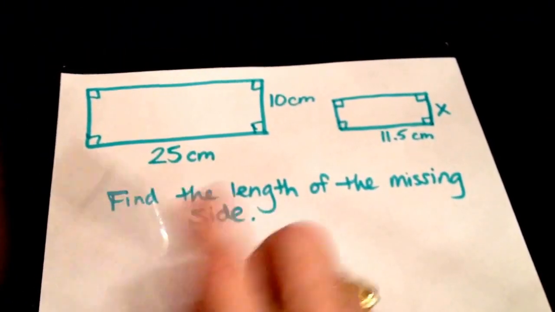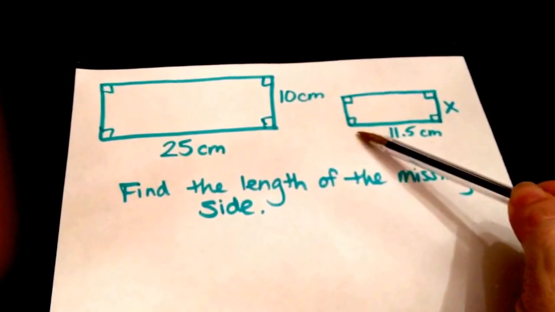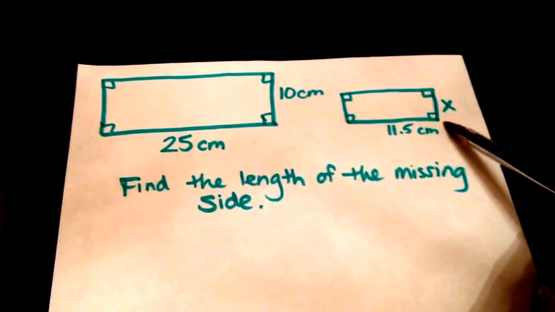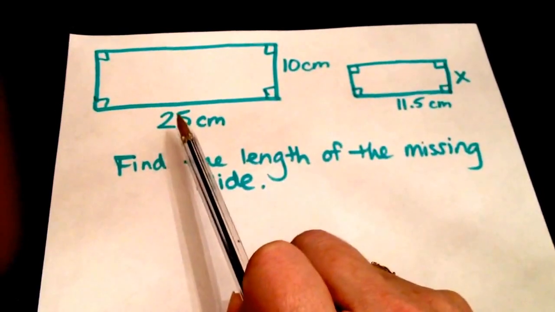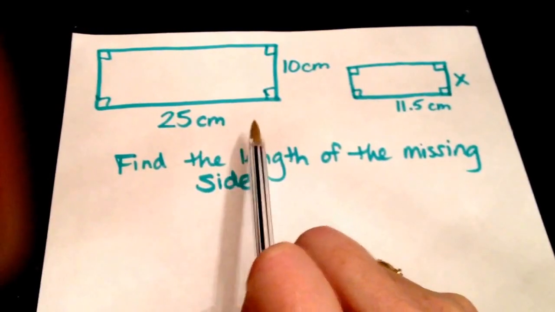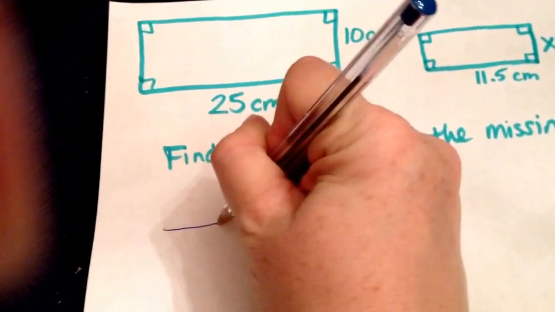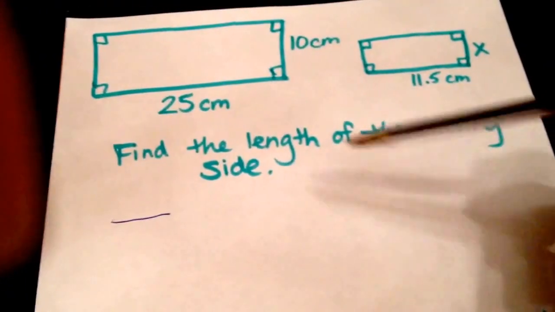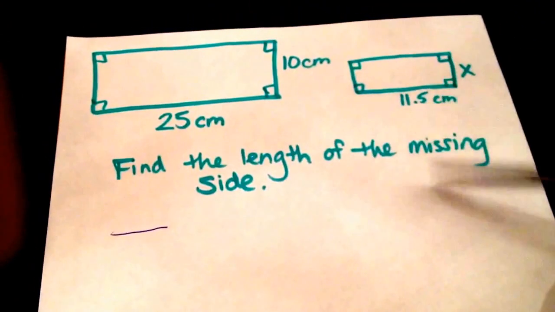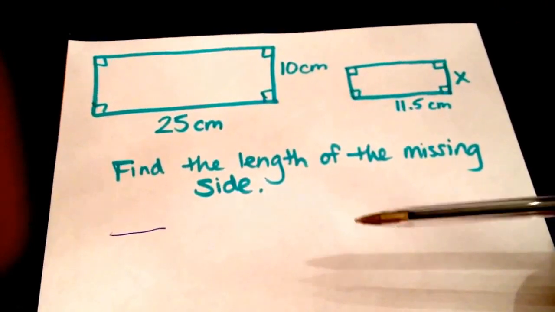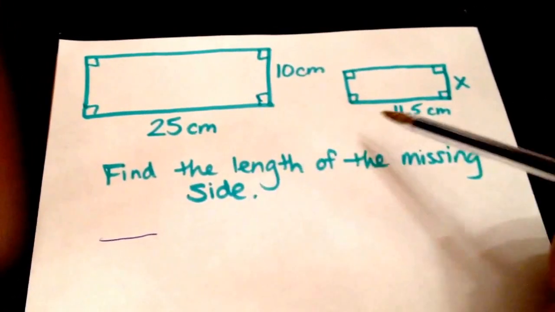So in this case, we have a rectangle that is 25 centimeters by 10 centimeters, and a smaller version of the rectangle, which is 11.5 centimeters by something that we don't know. So when we're solving one of these kinds of problems, we need to use a proportion. And there's actually several ways that we could correctly do the proportion. So what we're going to do is write a word ratio first, like we did in class when proving that two figures are similar. And in this case, we're going to decide which sides we're going to compare.